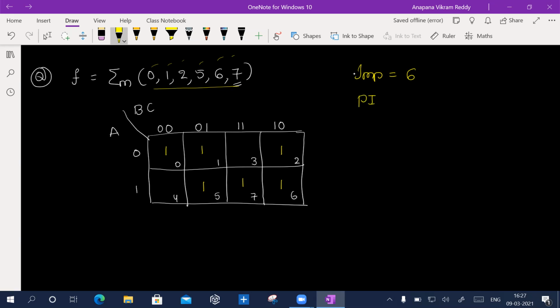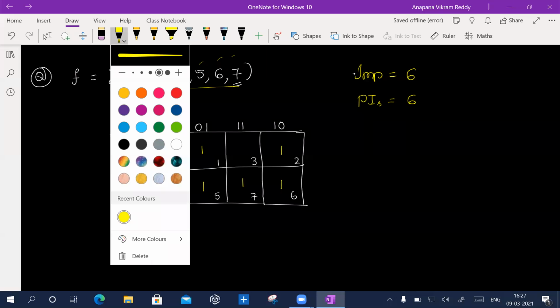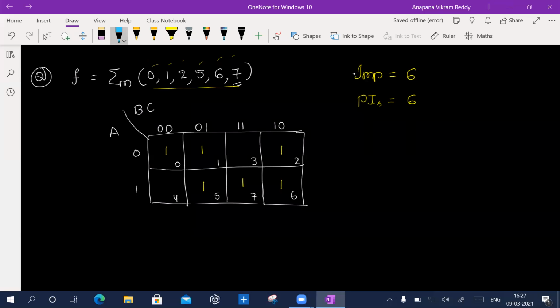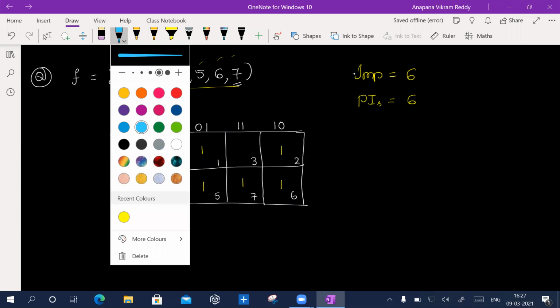How many? 5, sir. Are you sure? 6, sir, maximum possible groupings. 6 is correct. See, anyway, whoever said 6 or 5, you can also do it again. No problem. See, it's very simple. There is no big deal.